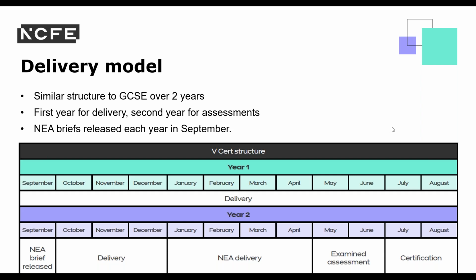Please note the first live assessments will be in the academic session of 23-24, so there won't be any live assessments this year. It can be delivered over 3 years, as some centres might want to start delivering in year 9, although we recommend 2 years for the delivery model so that it coincides with the GCSE.